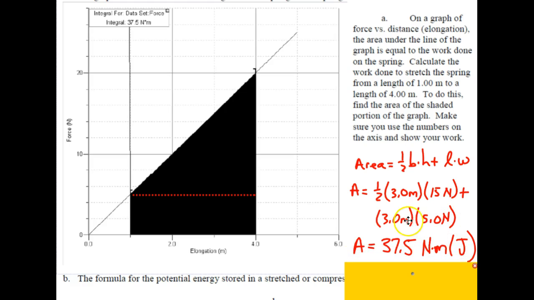37.5 newtons times meters, which we recognize as the same unit as joules. This also makes sense because we were told that the area is equal to the work done, and we know the units of work are joules.